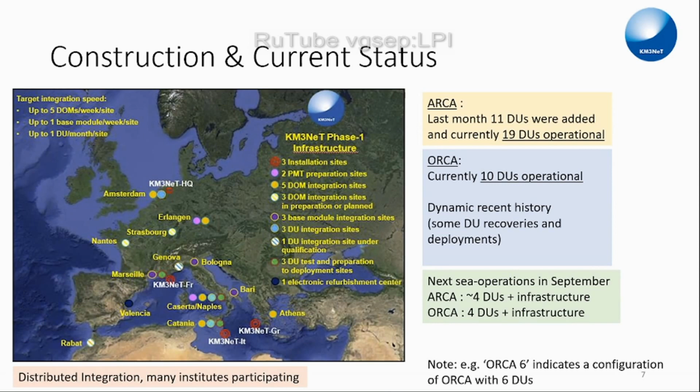For ORCA, the compact detector near France, we currently have 10 DUs operational, 10 of these lines, after a dynamic recent history where we had to recover some of these lines. But that's under control. After summer, we'll continue with deployments. Both sites will be deploying about 4 detection units, maybe even more. For the remainder of the talk, if I, for example, say ORCA 6, I mean ORCA operated with 6 detection units, with 6 lines, and the same goes for ARCA. So this number indicates how many of these long lines are in the configuration.